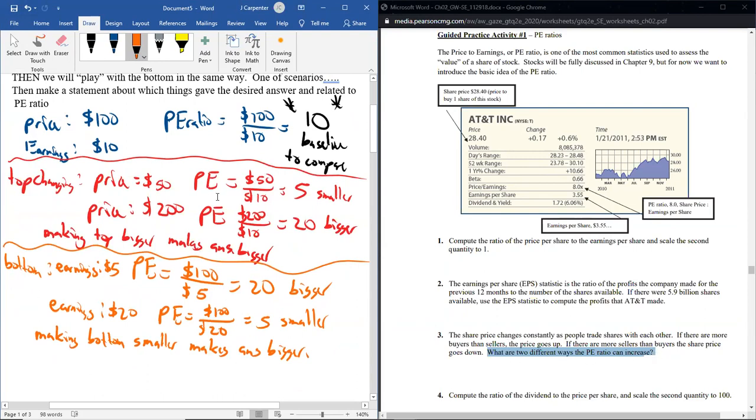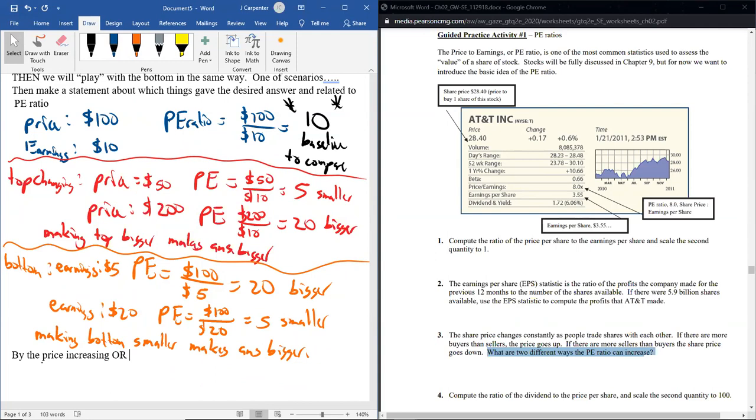All we've done so far is said making the top bigger makes the answer bigger, making the bottom smaller makes the answer bigger. We need to use the appropriate words. We've got to be quantitative reasoning students. So what we say is, instead of saying by making the top bigger, what was the top? It was the price. And we're not just going to say by making the price bigger, we're going to say by the price increasing, that would make the PE ratio bigger.